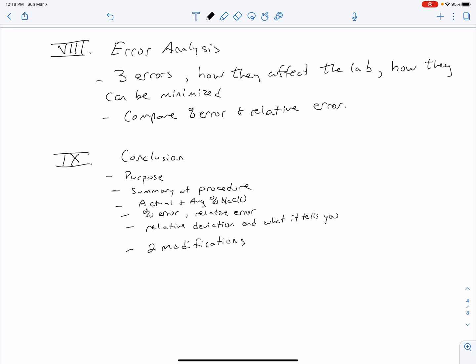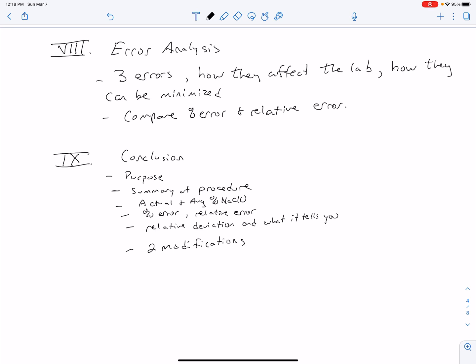And then finally, 2 modifications to the lab. If you had to do this again, how would you do it? What would you do differently? And don't just say, if I were to do this again, I'd use better equipment. Well, like what? Would you use electronic pipettes, which measure the volumes more precisely?